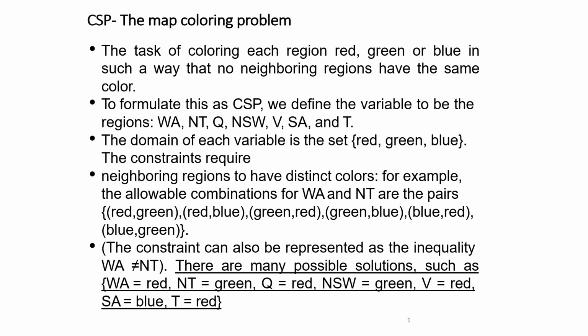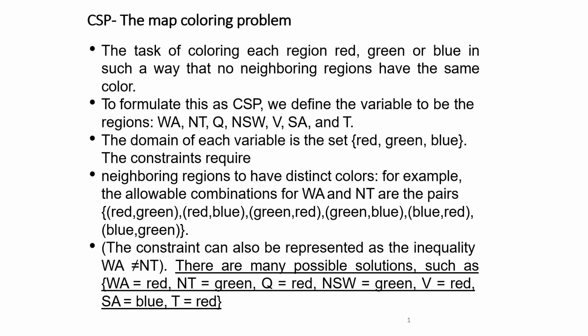We are going to map them with colors, which can be represented domain-wise. For example, the combinations we can make are red-green, red-blue, green-red, green-blue, blue-red, or blue-green. So these are all the possible color domain combinations that could represent WA and NT. This is one connectivity of variables and domain colors.